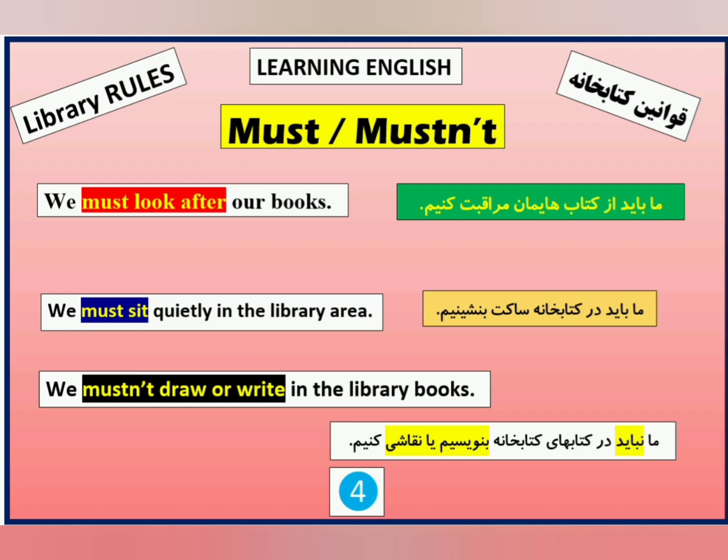We must look after our books. ما باید look after مراقبت کنیم از our books از کتاب هامون. We must look after our books. We must sit quietly in the library area. We must sit. باید بشینیم quietly آروم ساکت in the library area تو فضای کتابخونه. پس شد we must sit quietly in the library area.